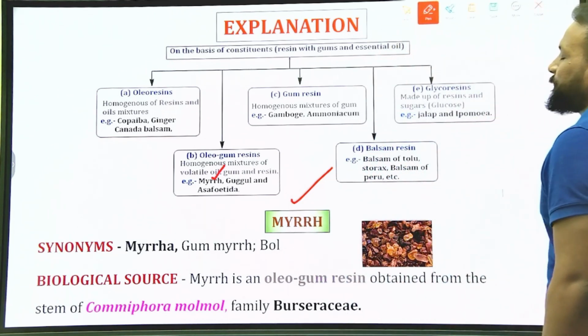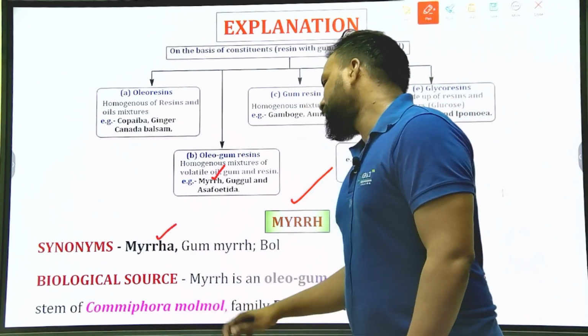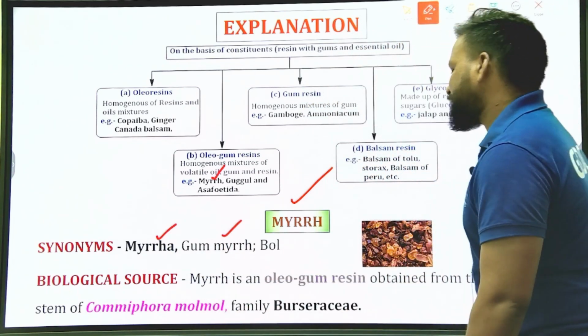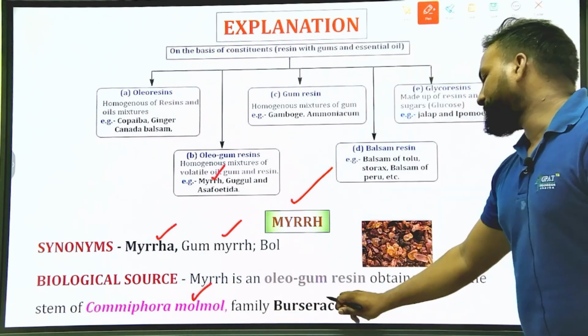Myrrh is an oleogum resin. Gum myrrh is an oleogum resin obtained from Commiphora molmol, family Burseraceae.